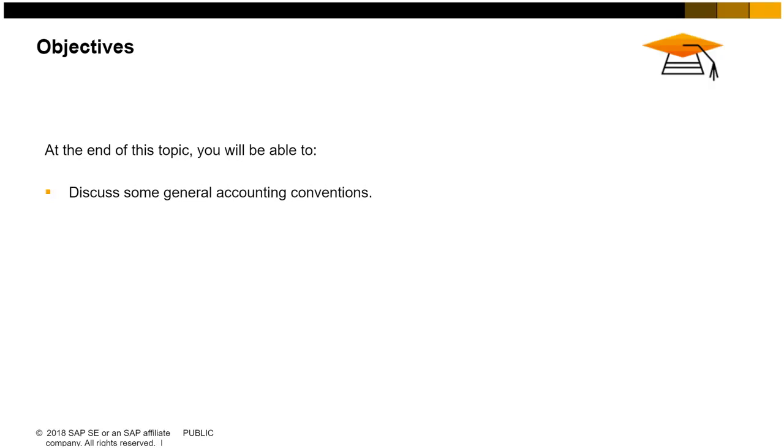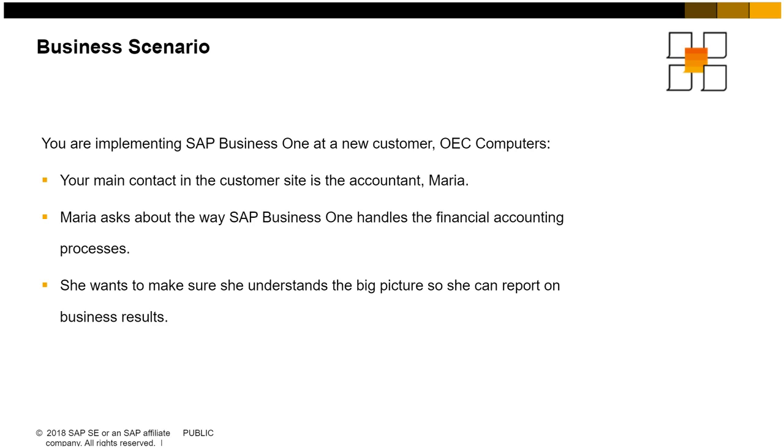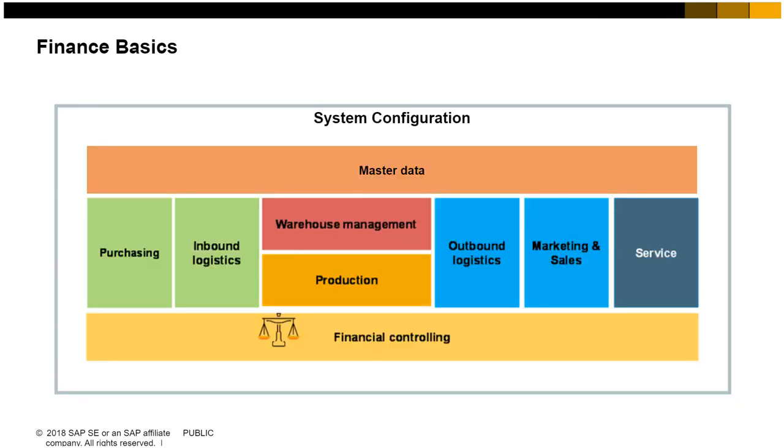In this topic, we will cover some general accounting conventions and give examples of the automatic journal entries that are created during the sales processes. Imagine that you are implementing SAP Business One at a new customer, OEC Computers. Your main contact is the OEC Computers accountant, Maria. Maria is very interested in the implementation and asks you about how SAP Business One handles the financial accounting process. She wants to make sure she understands the big picture so she can report business results to the company owners each period. Let us discuss some financial basics.